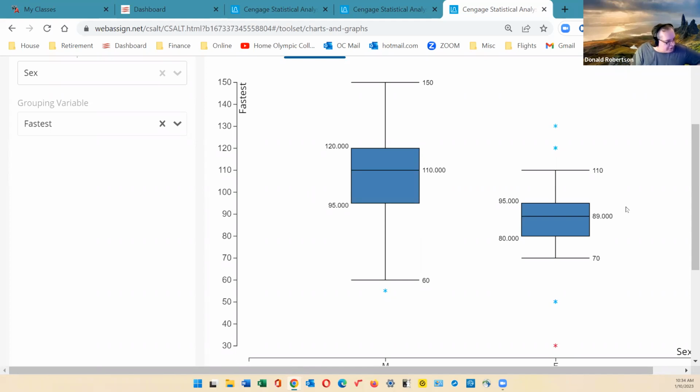Now, I want you to look at these two side by side. And I'm going to tell you some information that I can glean just by looking at the shapes and the position of these box plots. Let's look at the males. Would you agree that the males in general, not all of them, but in general, tend to have a faster number or a bigger number than the females? Now, what tells me that? Well, would you agree that the male median was 110 and the female median was only 89, right? So that's a pretty big indication, isn't it?